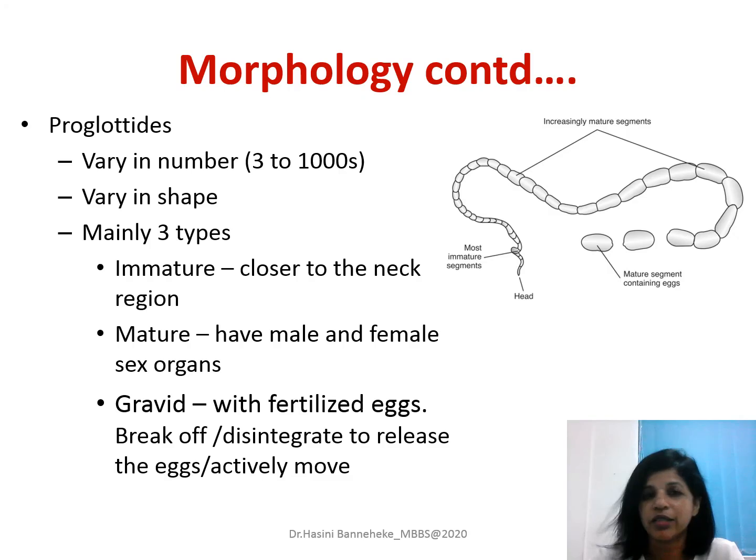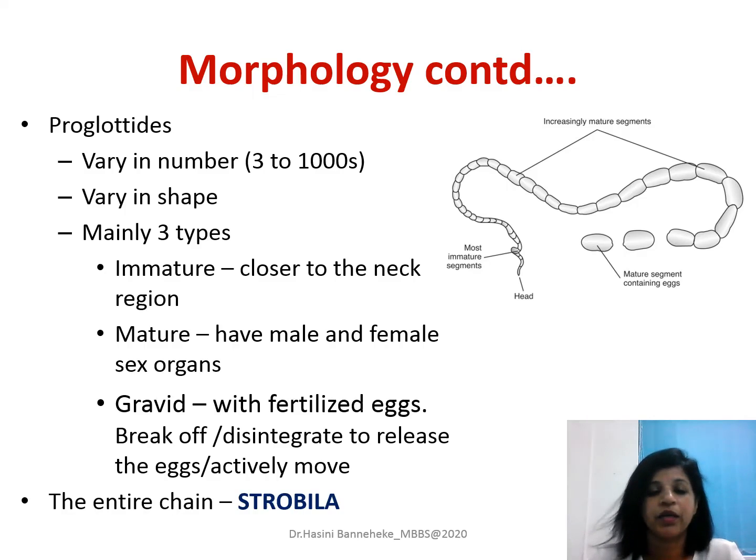Of course, the gravid proglottids can disintegrate from the main chain and get into the feces, or sometimes even these proglottids can disintegrate and release eggs directly to the feces. So basically, the gravid proglottids have fertilized eggs. These eggs could be released in 2 ways. One is that gravid proglottids can break off from the main strobila, the main chain, and come out in the feces along with the proglottid containing eggs. Or the gravid proglottid can disintegrate inside the body, get dissolved, and release the eggs directly into the feces.